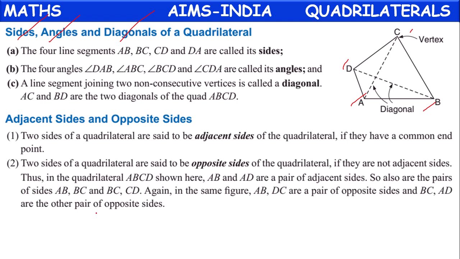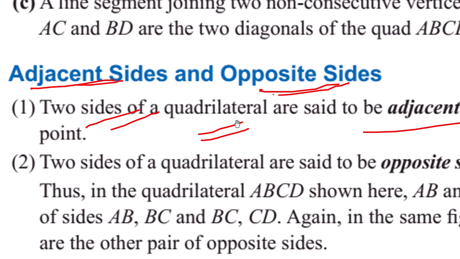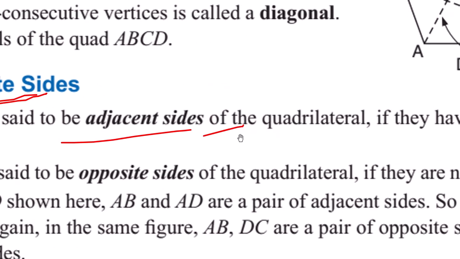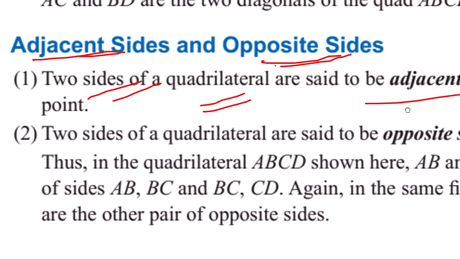Next. Adjacent sides and opposite sides. So two sides of a quadrilateral are said to be adjacent sides of the quadrilateral if they have a common endpoint.